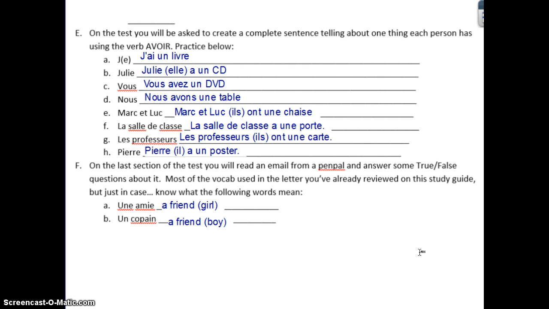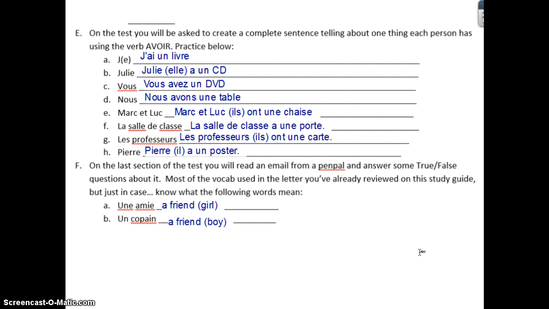Again, for part E, you really need to be familiar with your forms of avoir, and you need to have a couple of go-to items that you don't mind writing out on your own to write some complete sentences. You will have 5 of these questions on your test, and they will look just like this, so you need to make sure you're prepared.